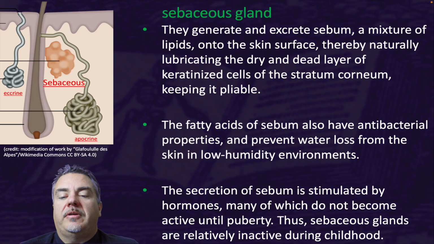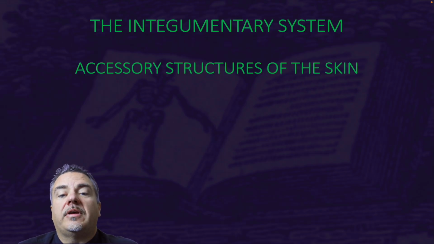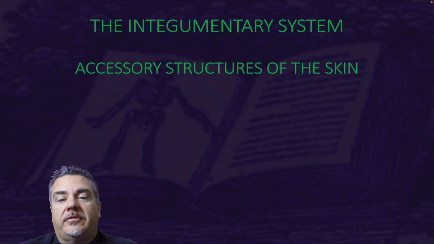The secretion of sebum is stimulated by hormones, many of which do not become active until puberty. Thus, sebaceous glands are relatively inactive during childhood. This has been your lecture on the accessory structures of the skin. Next time, we'll continue our lecture on the integumentary system.